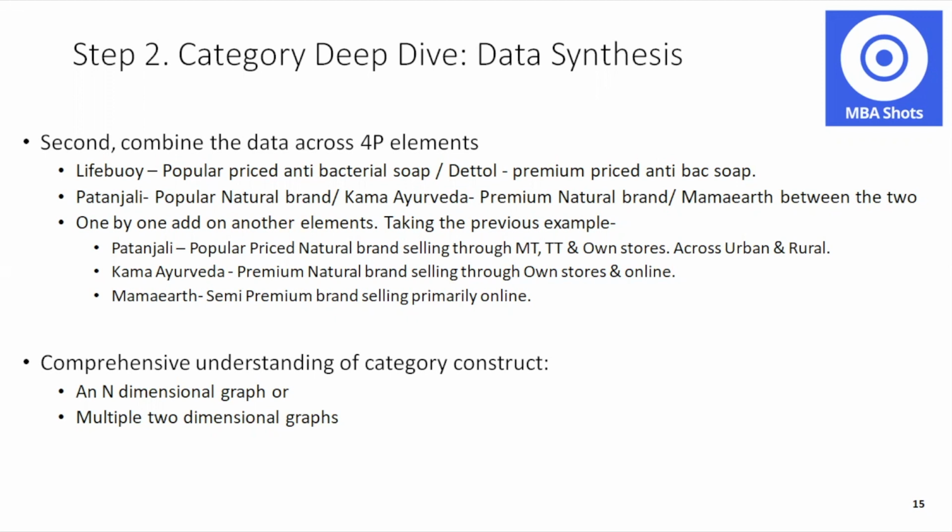I'll just take the last skincare example to highlight the point. Patanjali is a popular priced natural brand selling in modern trade, traditional trade, and own stores, both across urban and rural centers. Whereas Kama Ayurved is a premium natural brand which is selling primarily online and through its own stores. And then you have Mama Earth, which is priced between the two brands, is a semi-premium price brand which sells primarily online with very limited offline presence.